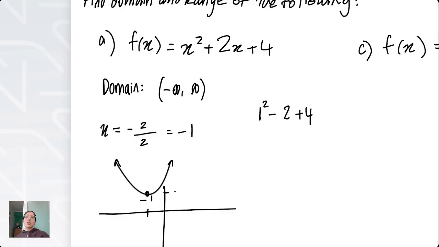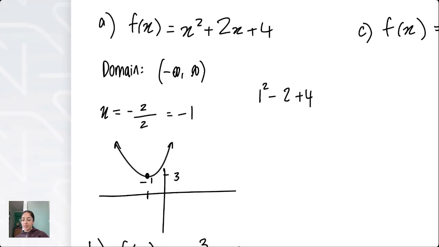And that's fine. So then the range, in this case, is just going to be from 3 all the way to infinity. And it's inclusive of 3. So 3 to infinity. Wait, why is it all the way up there? That's just what the parabola looks like.